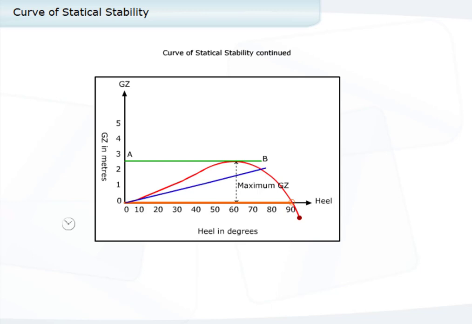Initial transverse GM. This is the vertical value where a tangent to the curve at the origin reaches 1 radian, 57.3 degrees, on the horizontal scale. Angle of deck edge immersion, C, where the freeboard disappears and the sea reaches the deck level on one side. It is the point of contraflexure, where the curve changes from a concave shape to a convex shape.